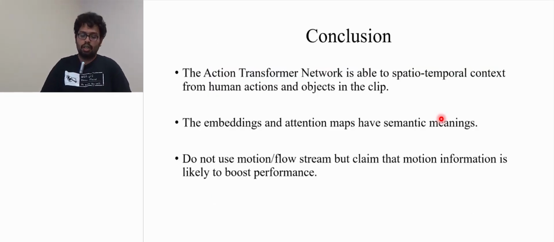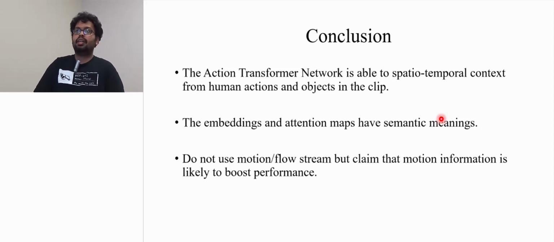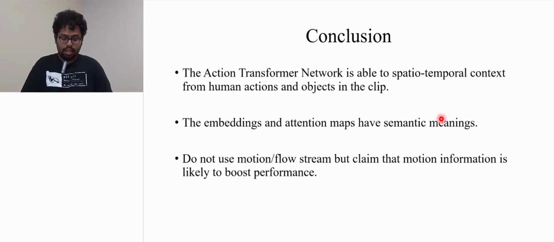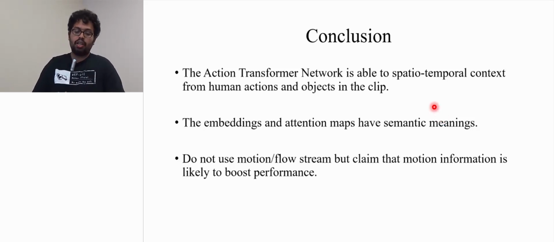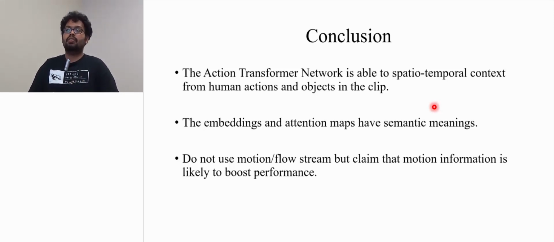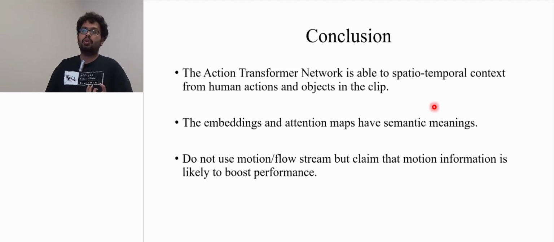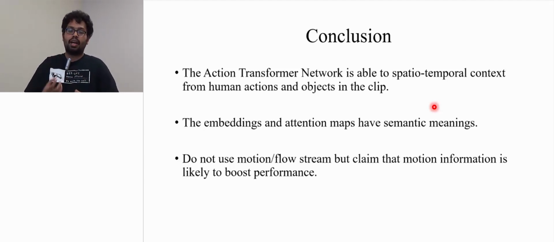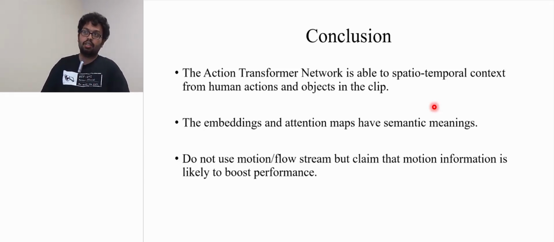So in order to conclude, the action transformer network is capable of extracting both spatial and temporal information along with the context for human actions and objects in the clip. And in this network the embeddings and the attention map have semantic meanings, as we had seen in the qualitative results, where each transformer head was able to semantically capture the actor in different colors.